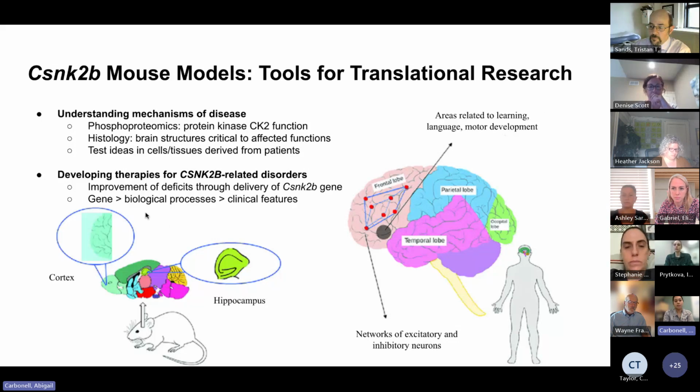We can also, by understanding the biological processes that are involved in these, target those processes using drugs and other approaches, and those kind of converge to hopefully help the clinical features and the difficulties that patients have with these disorders.